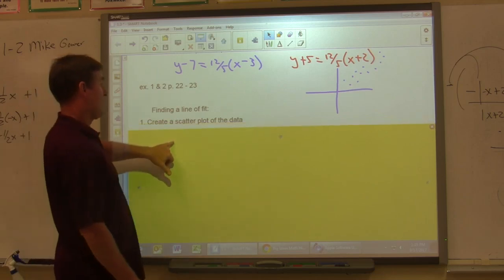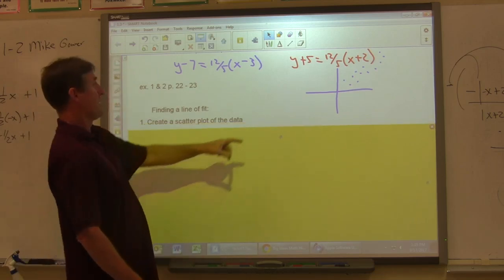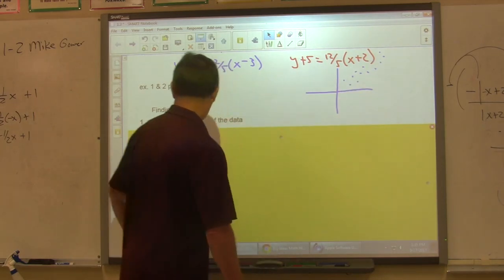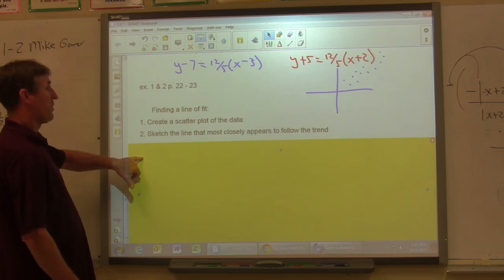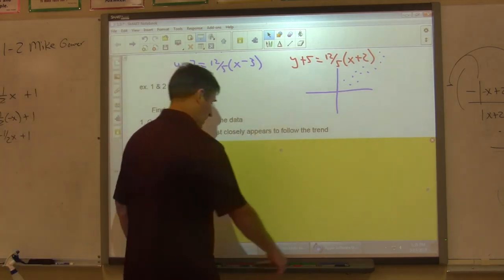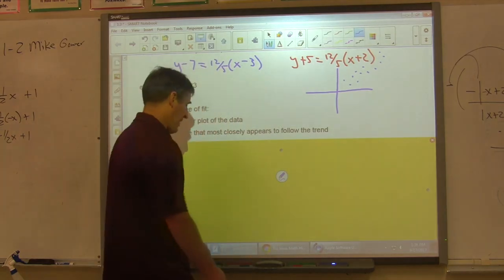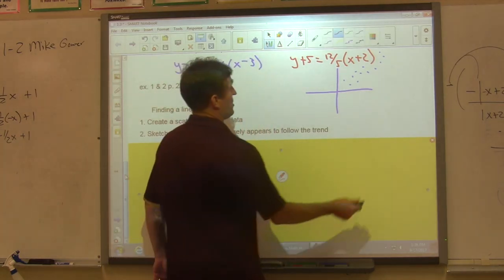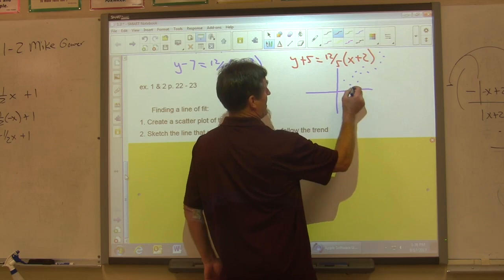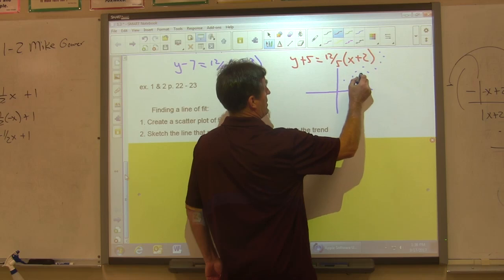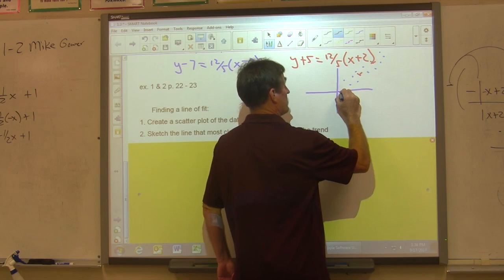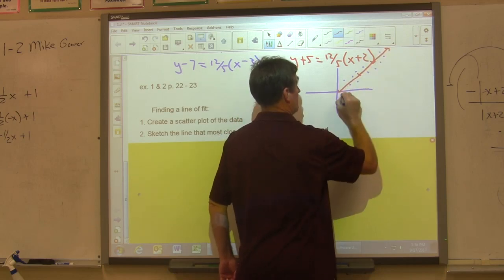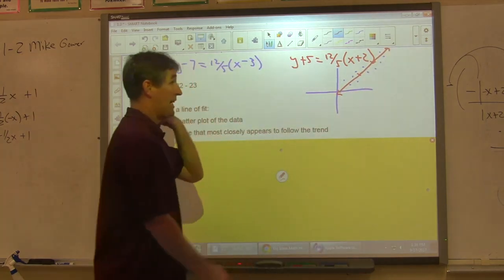Create a scatter plot of the data, which is what we have here. Once we have that scatter plot, you sketch a line that most closely appears to follow the trend. So this is going up to the right, and what you want to do is get half the data above and below that line. So I might take, let's say, this point and this point, and draw a line through that. And I've got about half the data above and half the data below.